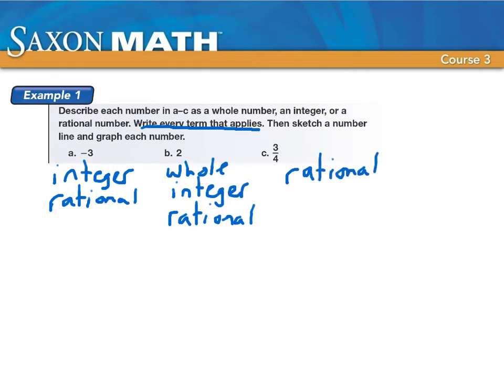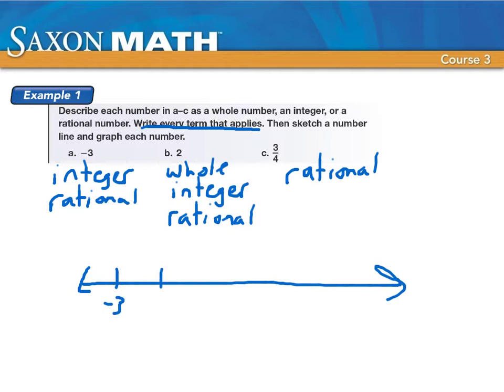Okay? Then it says to sketch a number line and graph each number. So we're going to make us a number line. Okay? And our number line has to go from at least -3 to +2 because that's our lowest and our highest numbers. So I'm going to put -3, -2, -1, 0, 1, and 2 in here. Alright, then I'm just going to graph these. Well, here's -3. Here's +2. And then we've got to put on 3/4. Okay, 3/4 is between 0 and 1, but it's closer to 1, so I'm going to put it right here.